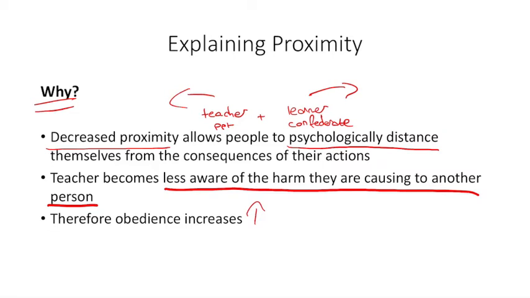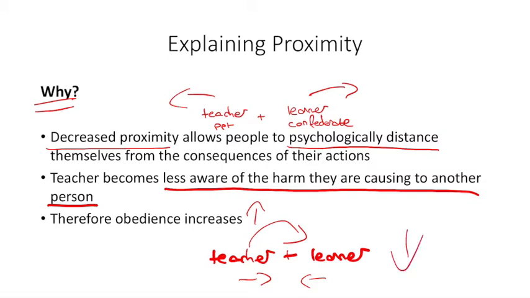And the opposite is true when we increase proximity. As the teacher and learner are closer together in the same room, for example, then the teacher is now confronted with the harm that they're causing to somebody else. And so in this instance, obedience rates decrease.